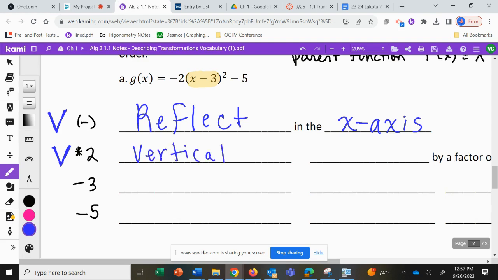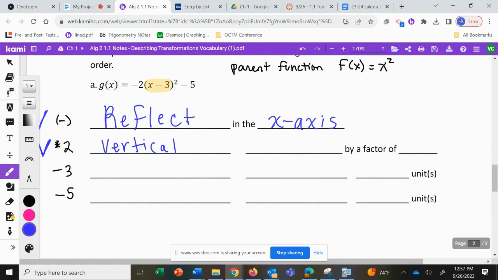It's either going to be a stretch or shrink by a factor of 2. I do not put negative 2. Why do I not put negative 2? We already did the negative. It's a separate thing. So now, if I multiply by 2, does that make something bigger or smaller? So stretch.